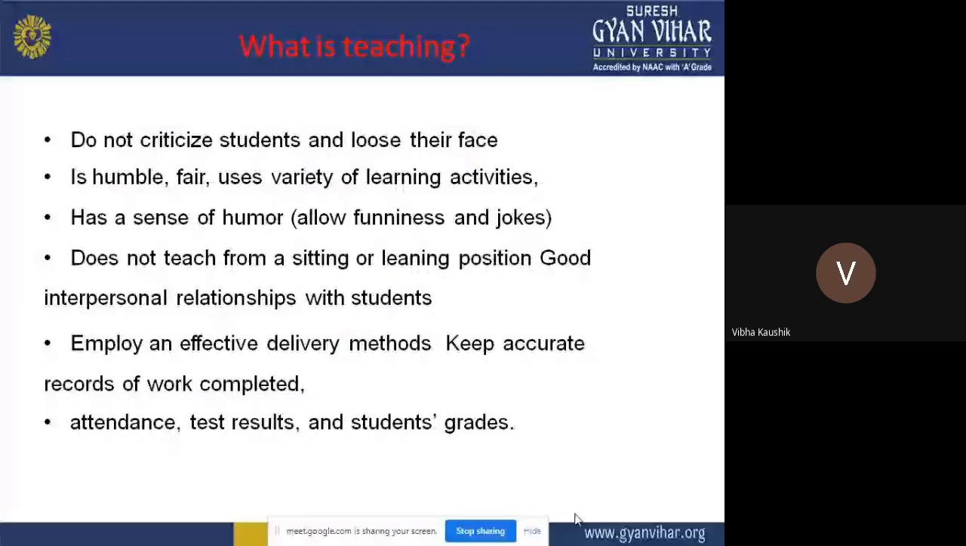Do not teach from a sitting or leaning position. A good interpersonal relationship with students is necessary. Employ an effective delivery method to teach the students, and keep an accurate record of the work completed by the learner: attendance, test results, and students' grades.